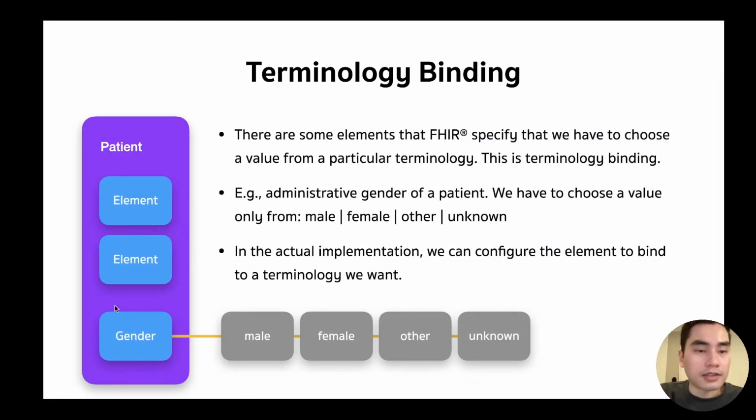Okay, there are some elements inside a resource where FHIR specifies that we have to choose a value from a particular terminology. This is terminology binding for that resource. For example, for the administrative gender of a patient, we have to choose a value from male, female, other, unknown. To conform with FHIR, we cannot choose another word. We have to choose between these because the terminology was bound to this element.